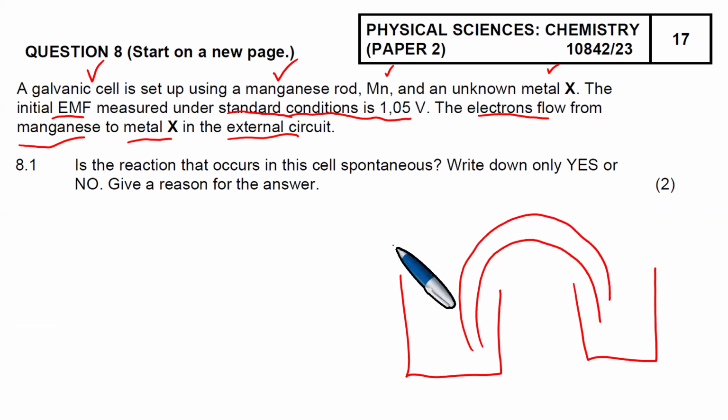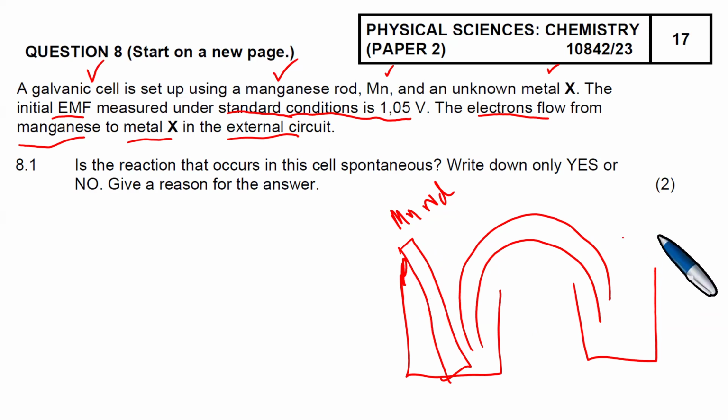And then we put here a manganese rod, Mn rod. And then this one is going to lean on the side of the beaker. And then we're also going to put an unknown metal X. Here we put an unknown metal whose name is X.